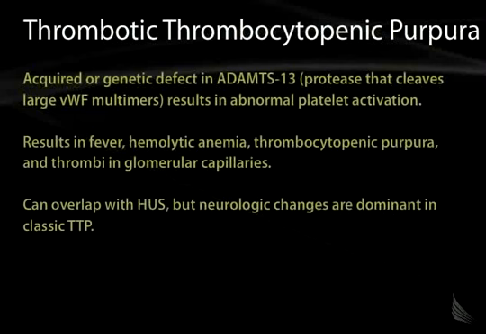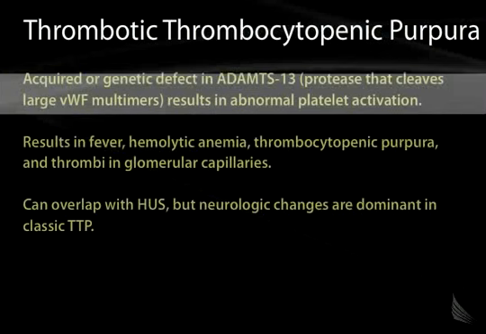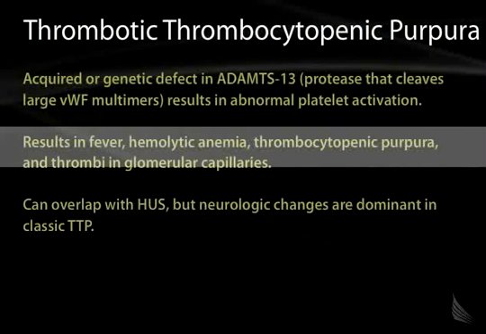In TTP, this is caused by a genetic defect or an acquired defect, maybe autoimmune, in a protein called ADAMTS13. And we describe in the coagulation lectures how this leads to TTP, so I won't talk about that now. But the basic consequence of this is, again, the diffuse formation of small clots throughout the microvasculature of the body. This results in a pentad of features including fever, microangiopathic hemolytic anemia, thrombocytopenia, neurologic changes, and renal failure.